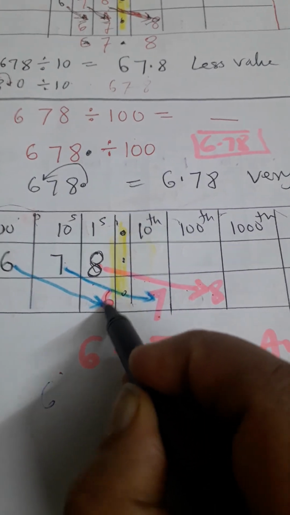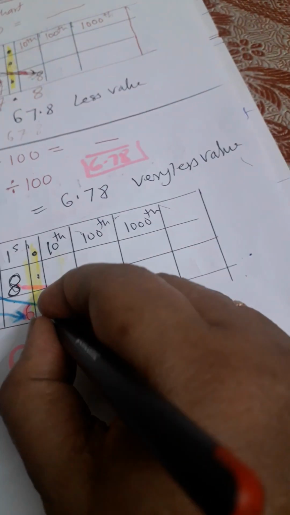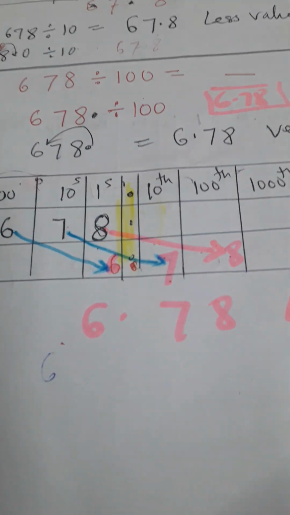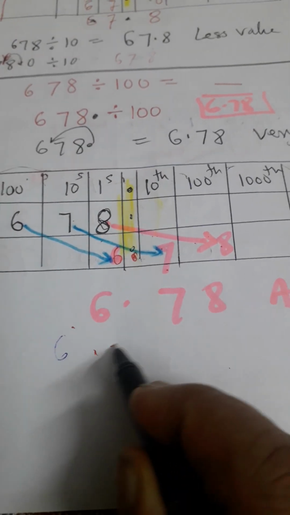This is 6, okay. 6 7 8. So 6 point, the decimal will remain as such. No need to worry about the decimal. The decimal will remain as such, and we have not to touch the column of the decimal. Okay, so the answer will be 6.78.